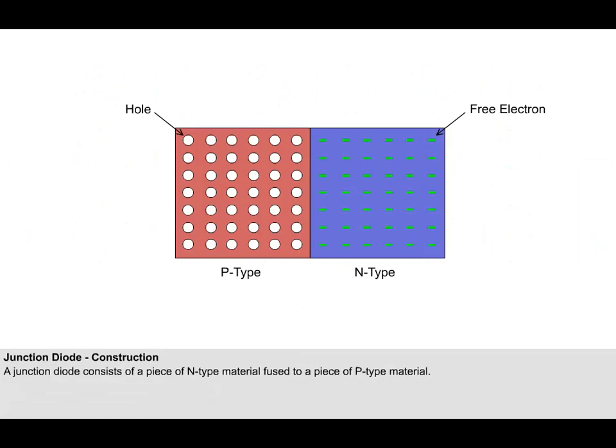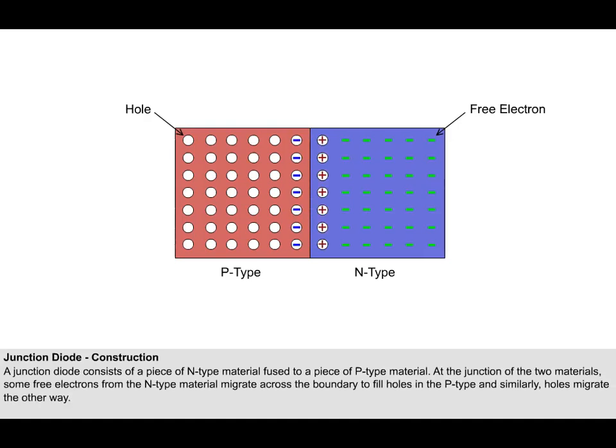A junction diode, which consists of a piece of N-type material fused to a piece of P-type material, is the simplest possible semiconductor device. In this diagram, we're using white circles to indicate holes, and green dashes the free electrons in the 2 materials. At the junction of the 2 materials, some free electrons from the N-type material migrate across the boundary to fill holes in the P-type, and similarly, holes migrate the other way.